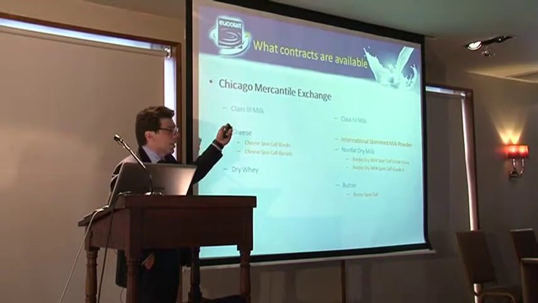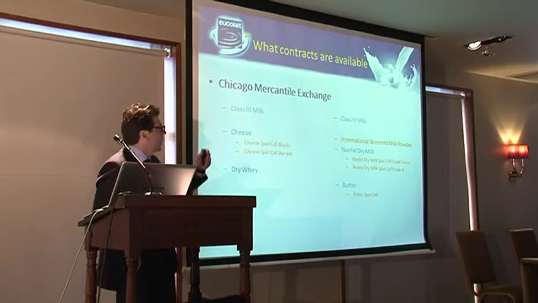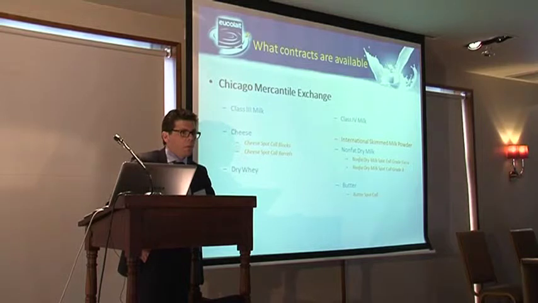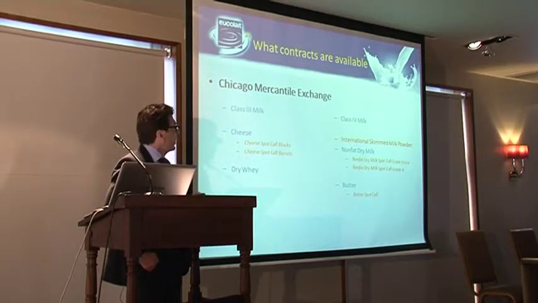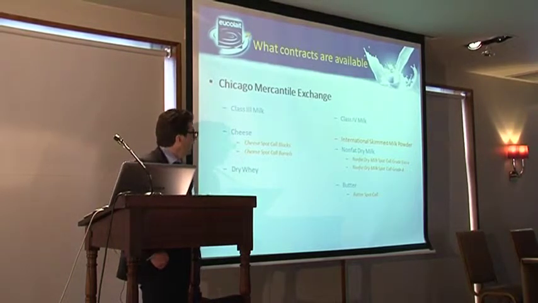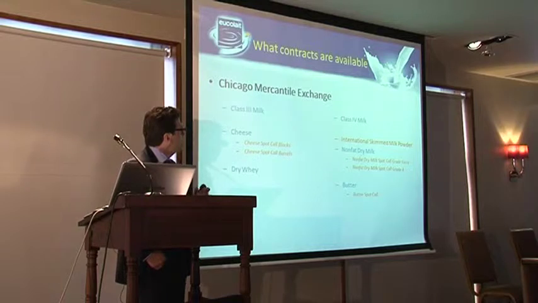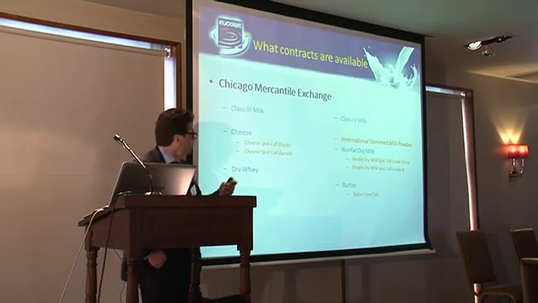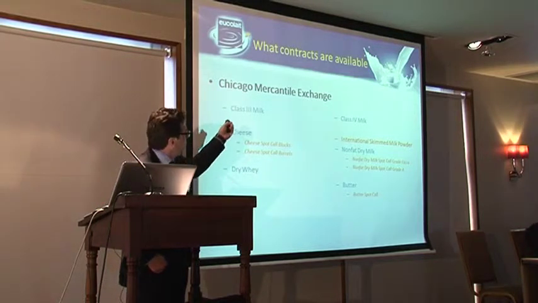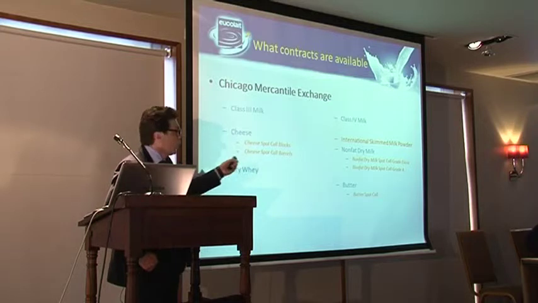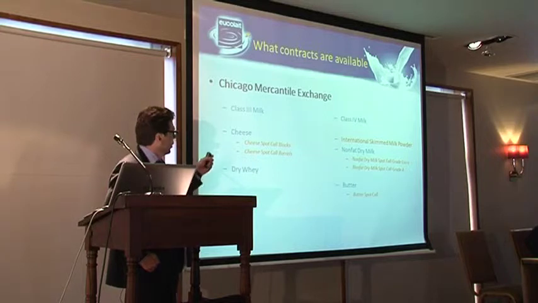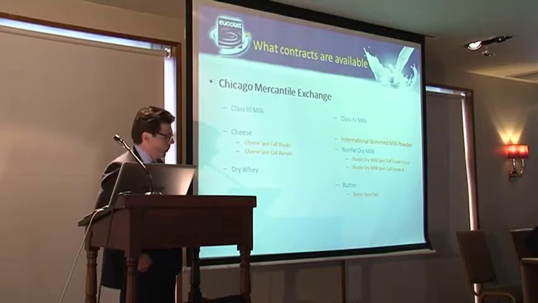You have the class 3 milk and the class 4 milk. I'm not sure if you're familiar with that, but class 4 milk is a milk price derived on the butter and the skim milk powder price in the US market. The class 3 price is more a cheese-based milk price, whereby the cheddar cheese in the United States, in combination with whey and in combination with a little bit of butter, is determining the milk price. And it doesn't surprise you probably that while you have the milk futures, you also have the underlying commodities that fuel those milk futures that are also being traded in Chicago.